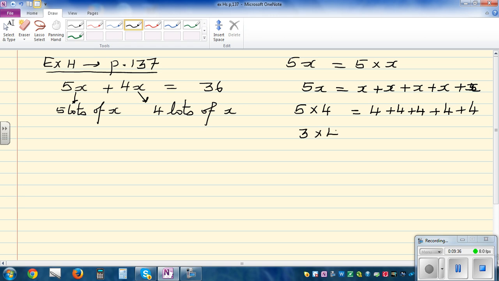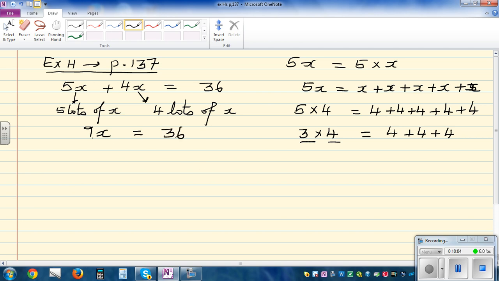What is 3 times 4? 3 times 4 is 12. Or you can say this is 3 lots of 4. So 4 plus 4 plus 4. You can also say this is 4 lots of 3. 4 lots of 3 or 3 lots of 4 are the same. So what we are saying is this is 5 lots of x plus 4 lots of x is 9 lots of x, is equal to 36.